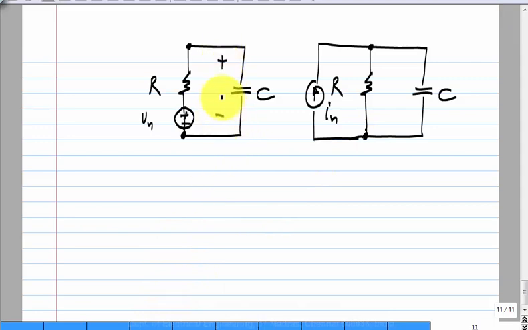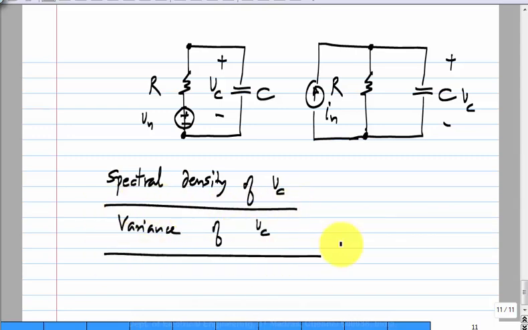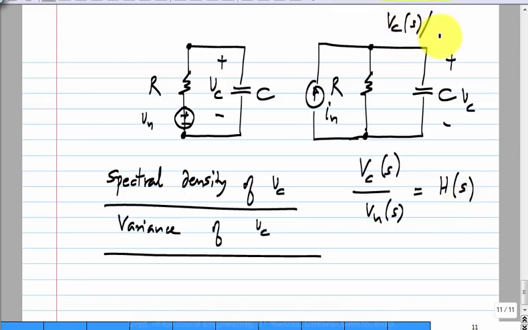Now, the question is, let me call this V c, the voltage across the capacitor. What I want you to calculate are the spectral density of V c, I mean this is the only input in the circuit, right, the random noise, and the variance of V c. How will you go about calculating this? How will you calculate this? You have to first calculate the transfer function V c by V n. This you do by your standard Laplace transform stuff, okay. So, this is h of s. Okay, or you calculate V c by I n, you will get the same.